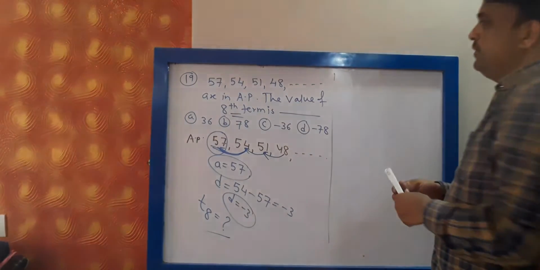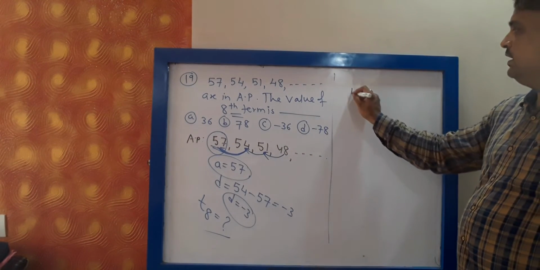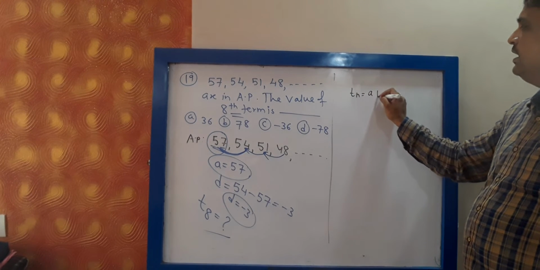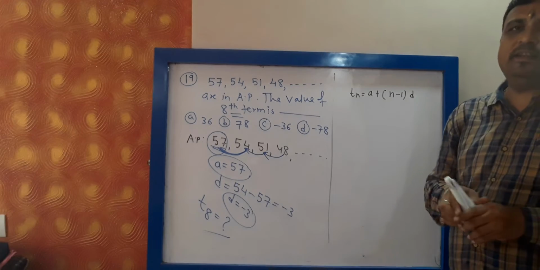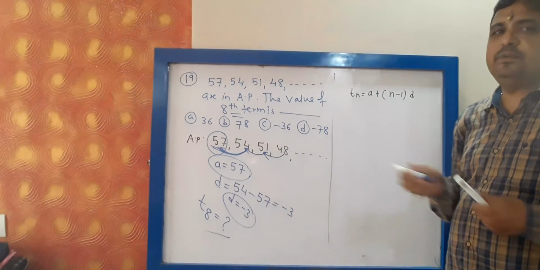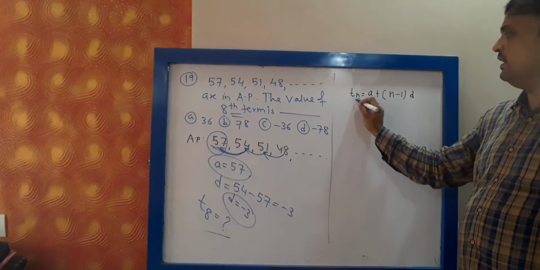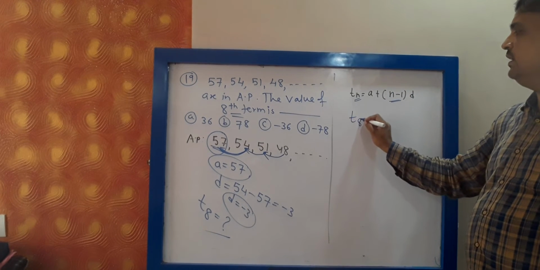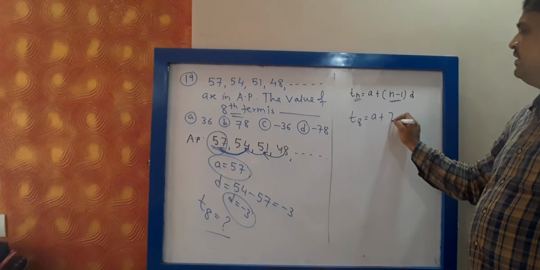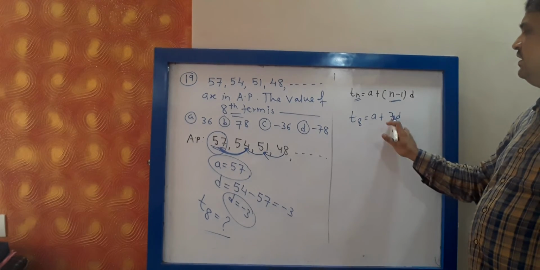Now what is the formula for nth term? Tn is A plus n minus 1 into D. If here it is n, then it is n minus 1, 1 less. So what will be T8? T8 will be A plus 7D. 8, 1 less, 7D.